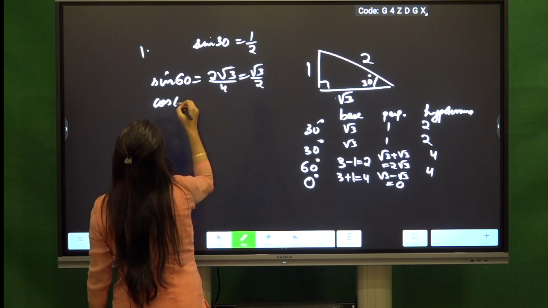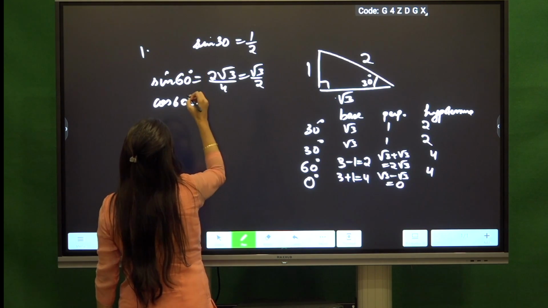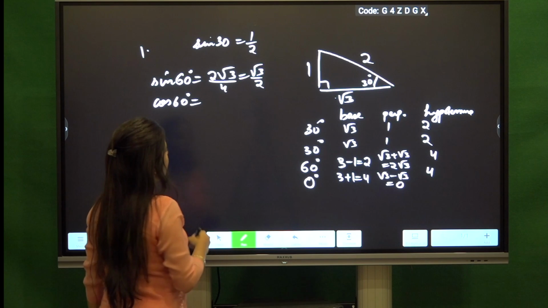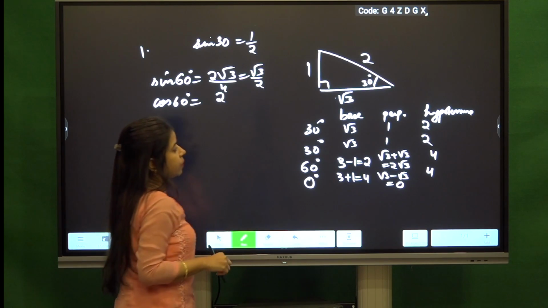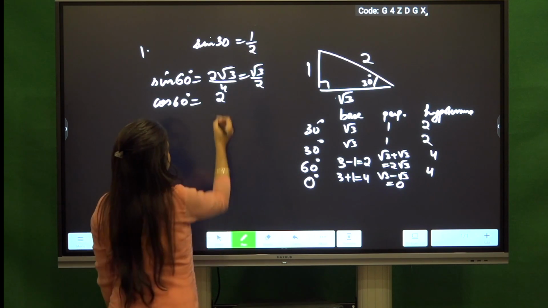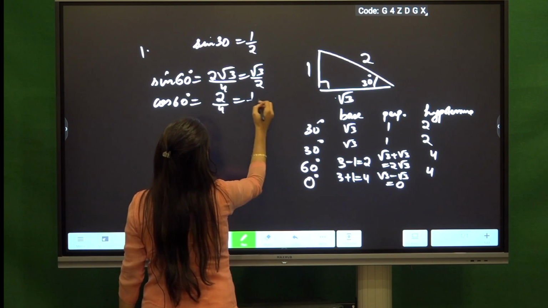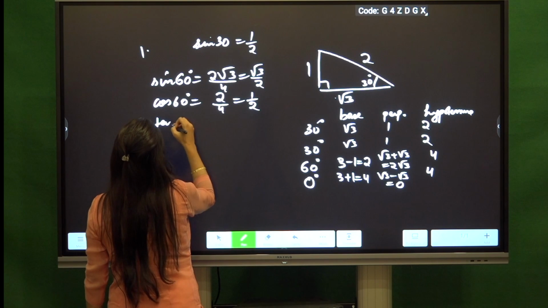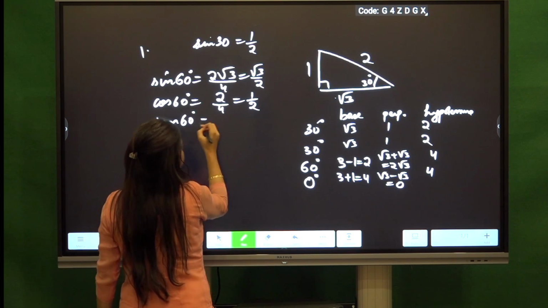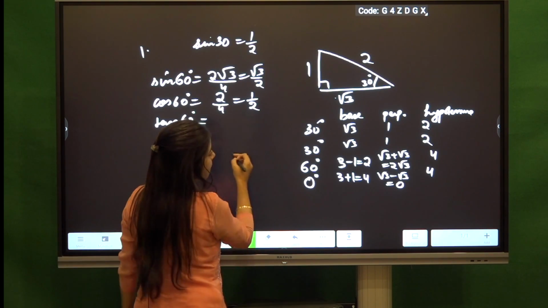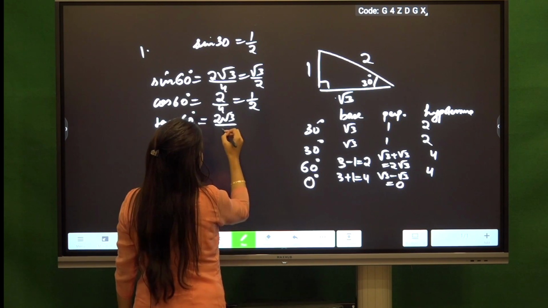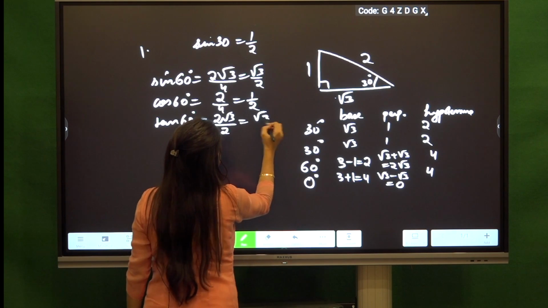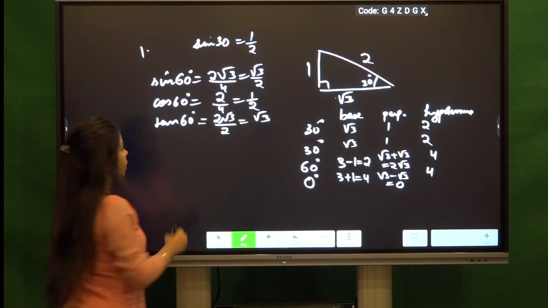Cos 60 degree is base upon hypotenuse, which is 2 upon hypotenuse 4. So this is 1 by 2. Tan 60 is perpendicular upon base, which is 2 root 3 by 2, which is root 3. Okay.